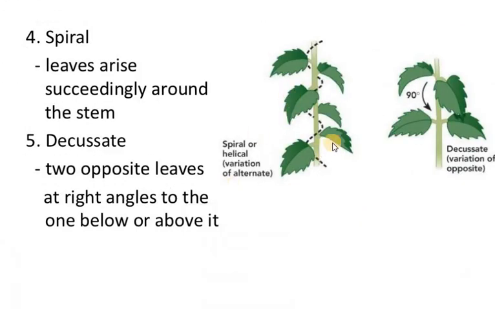Now, if you see this, leaves are arranged in a fashion that is not opposite but not alternate. See, the first one here, the second one in this position, the third one in the other position. Like this, when the leaves are arranged in a rotating manner, like a spiral, successively around a stem, then it is called spiral phyllotaxy.